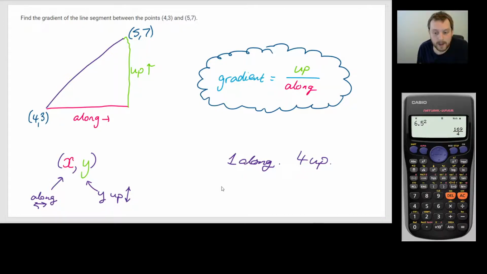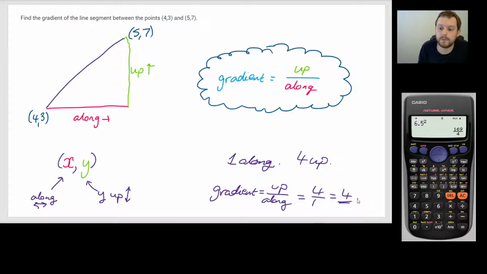So the formula that I'm going to use is just literally gradient is up over along, which is 4 over 1, which means 4 divided by 1, which is 4. So that's the answer, right? That's the answer to that one. Literally, the answer is just 4.